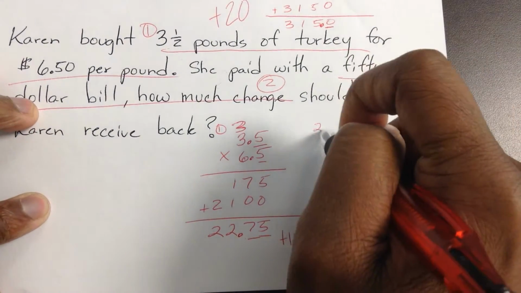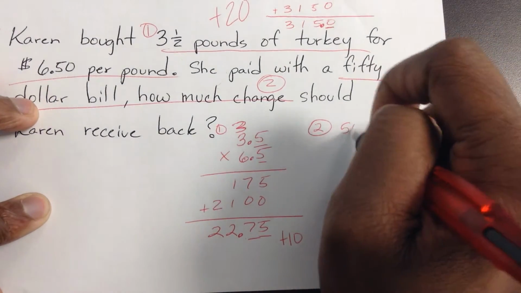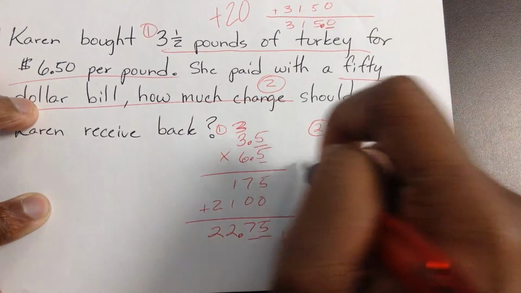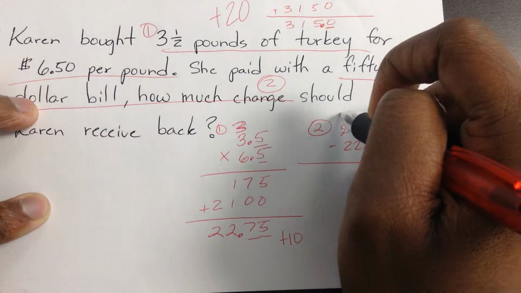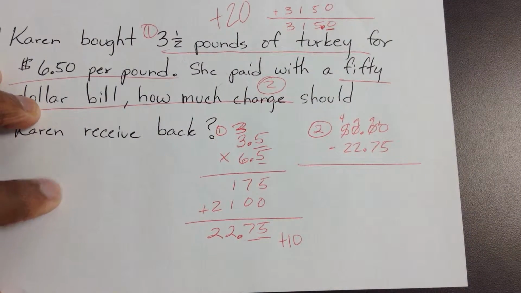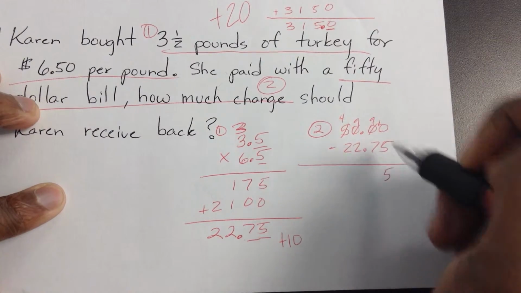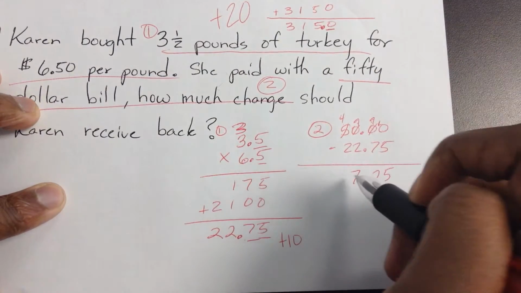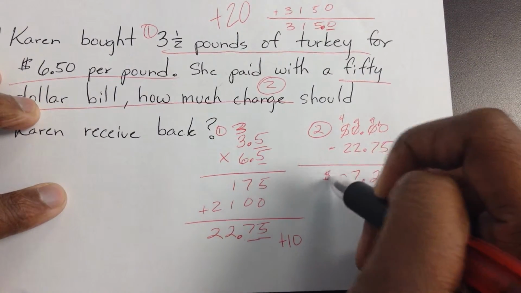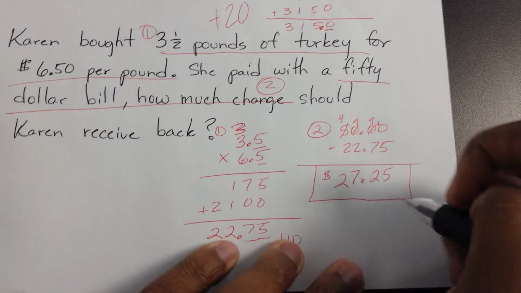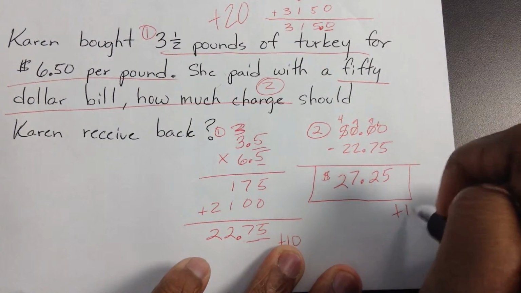Step 2 is to now subtract $50 and $22.75. We're going to end up having to borrow from the 4. This becomes a 9, this becomes a 9, and the last one is a 10. 10 minus 5 is 5. 9 minus 7 is 2. 9 minus 2 is 7. 4 minus 2 is 2. So our final answer to how much change should Karen receive back is $27.25. If you got that, give yourselves 15 points right there.